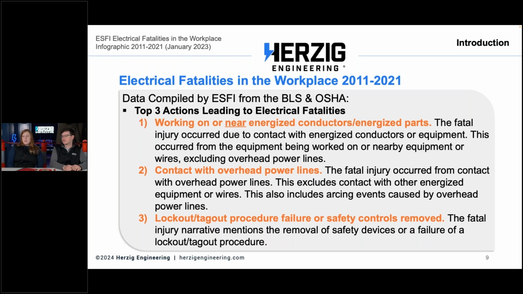They don't pay attention to them. Well, I'm not servicing it, so I don't need PPE. Doesn't matter, all right? That is still working near it. You're exposed to it. Let's protect from it.